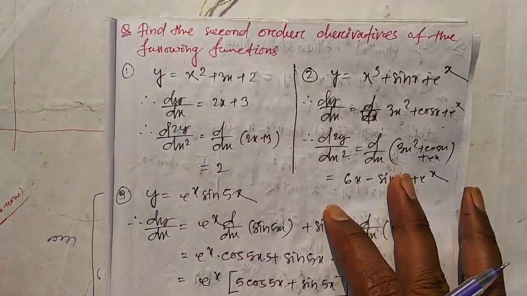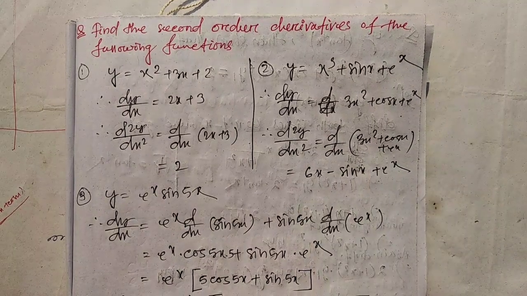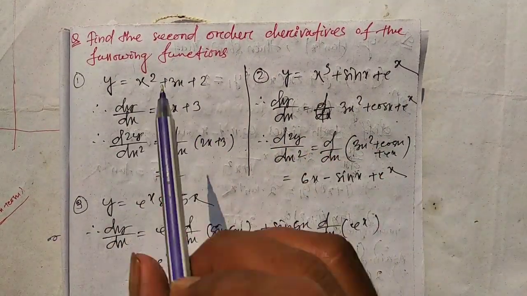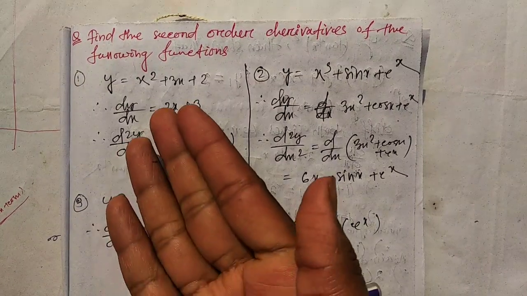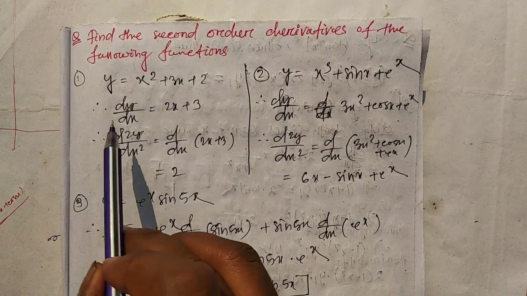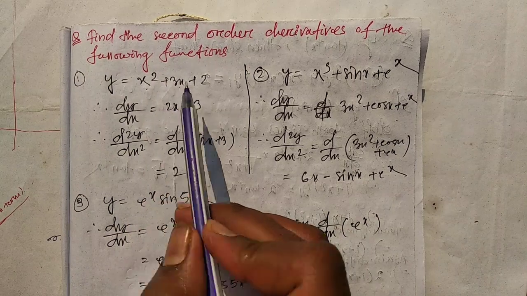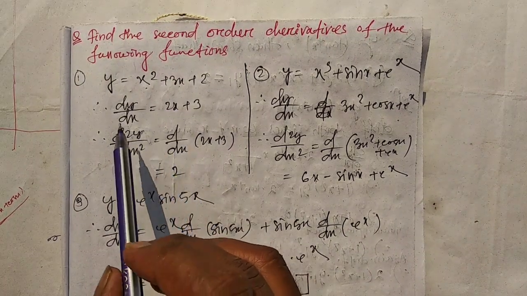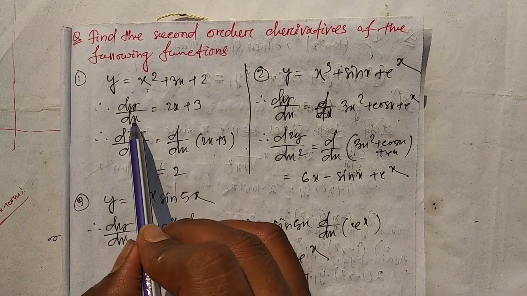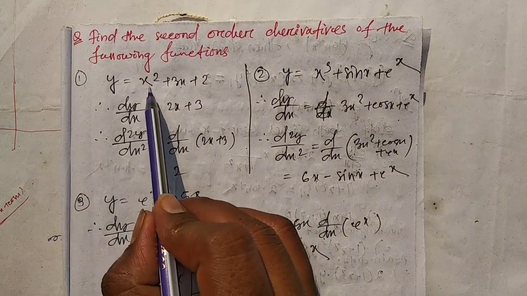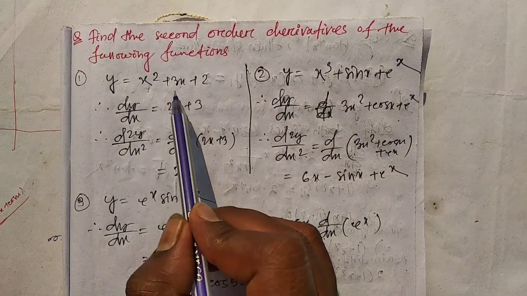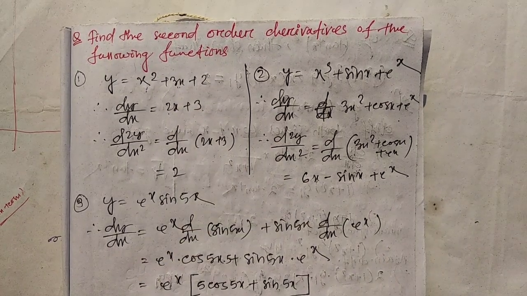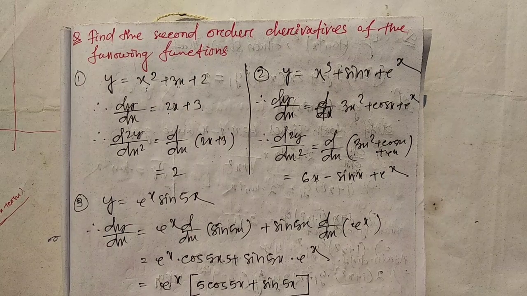Let's solve a few problems to clarify our idea. Here everyone observe. Find the second order derivative of the following function. Here the function is given, that is y is equal to x square plus 3x plus 2. We have to find its second derivative. That is, just differentiate first. Derivative of x square will be 2x and derivative of 3x will be 3. We are habituated enough to write the derivative directly.